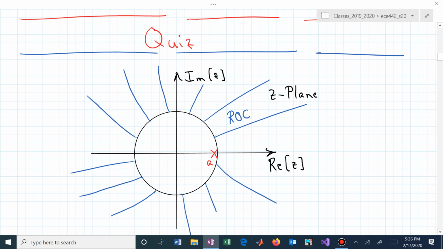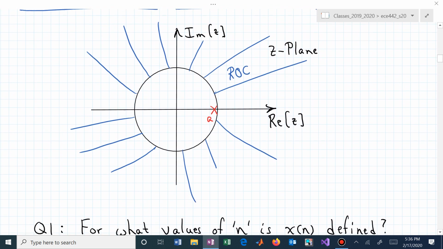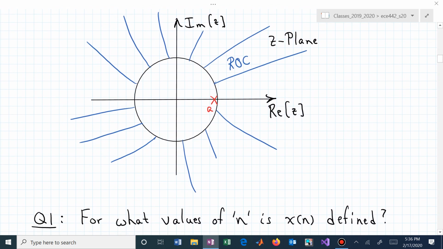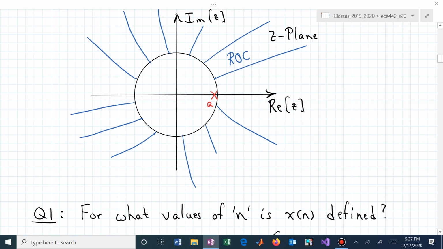Here's the quiz. Here's the picture, and I've shaded the region of convergence. And the question is, for what values of n is x of n defined? Where capital X of z has a pole located at z equal to a. I want you now to determine, based on this picture of the pole and the region of convergence, what values of n little x of n is defined for.